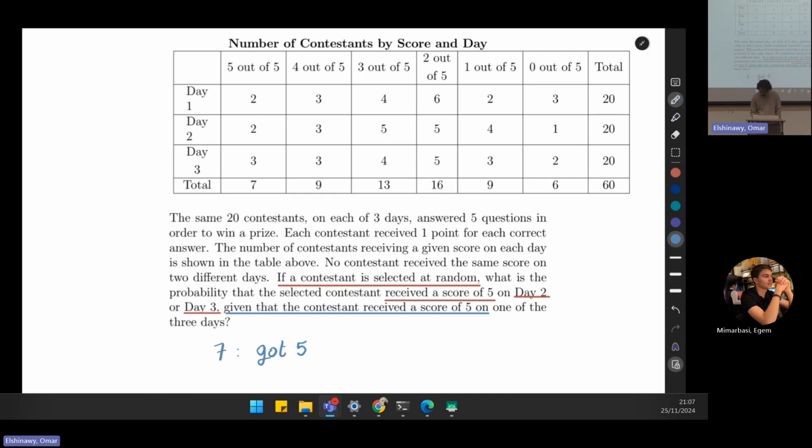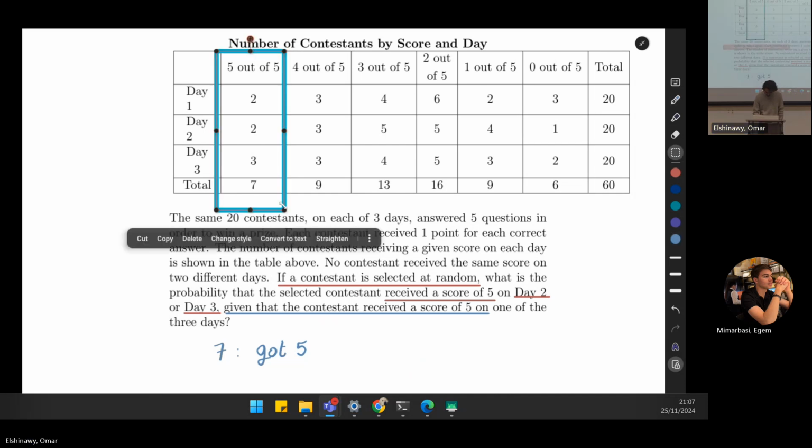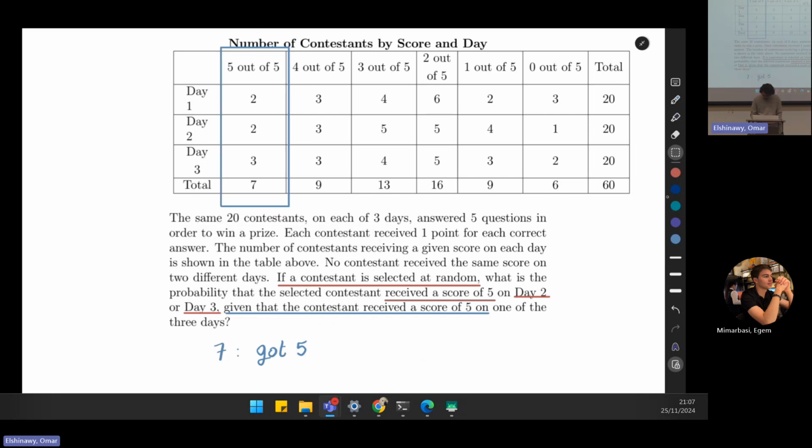Now let's take a look at the red condition. First, this is the blue part, and the red part is saying, okay, the probability that the selected contestant received a score of 5 on day 2 or day 3. Let's take a look at how many contestants received a score of 5 on day 2. How many is that? 2.